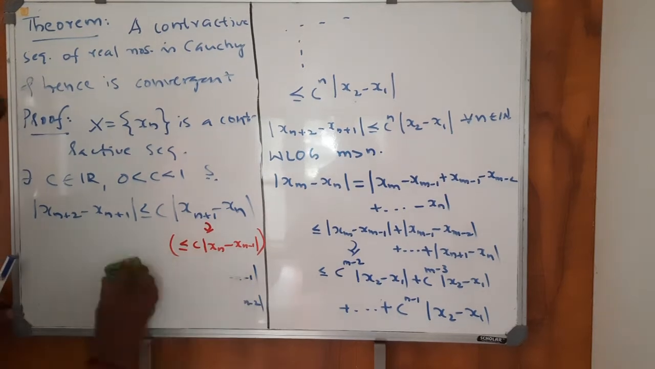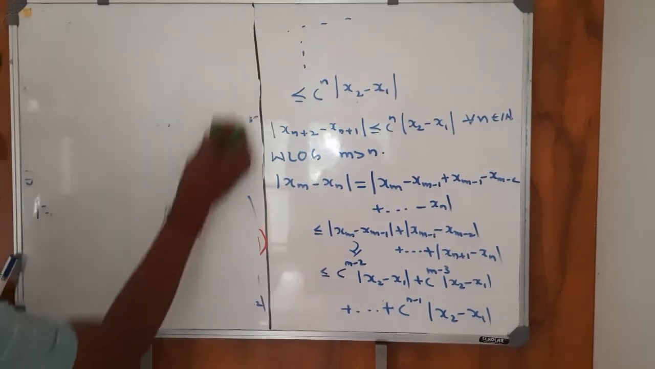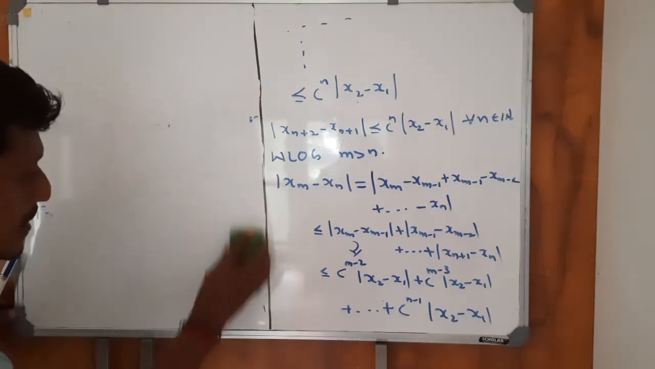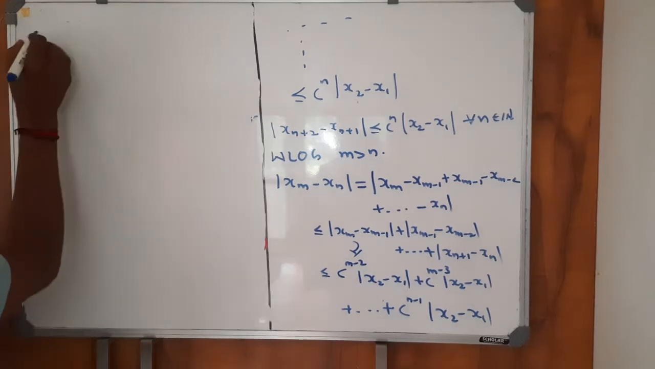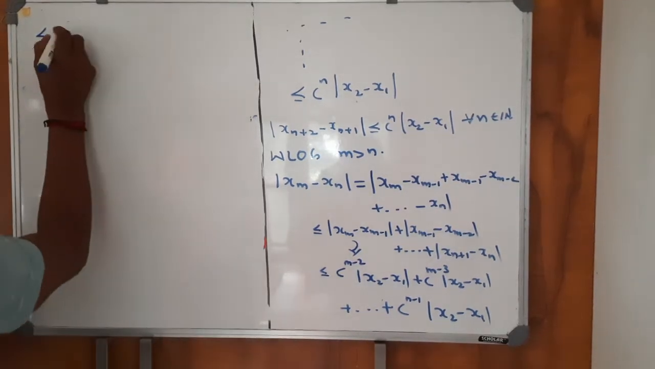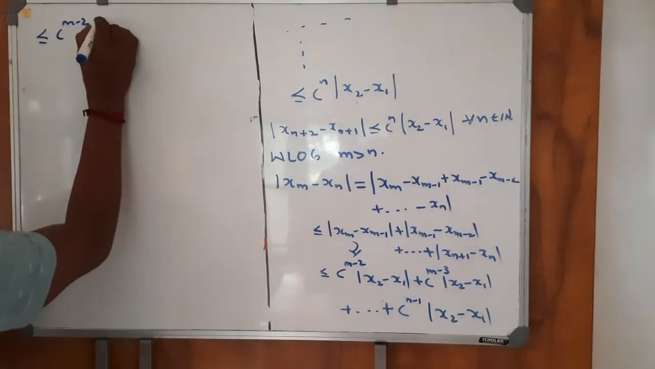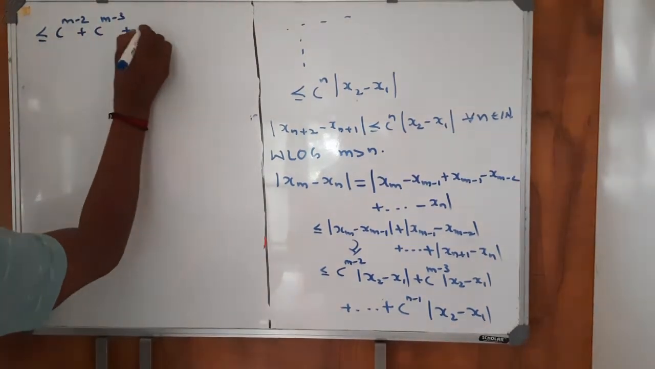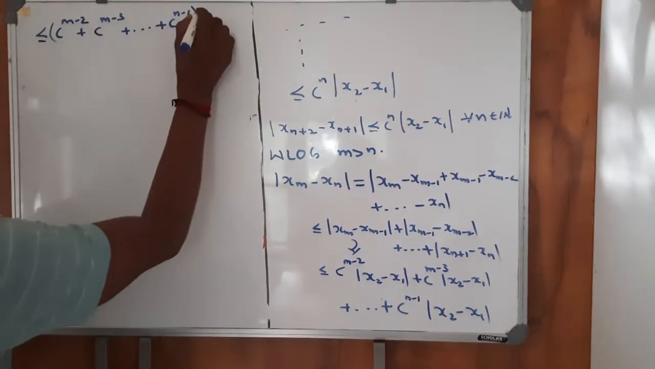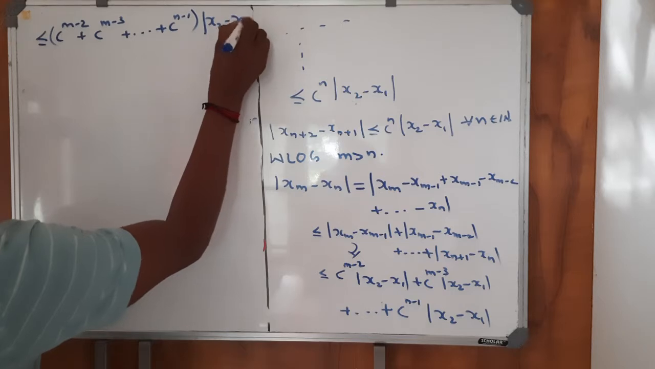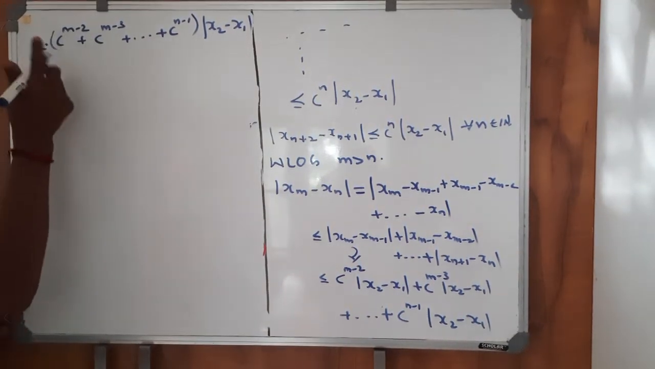That means the sequence satisfies modulus of xm minus xn less than or equal to c raised to m minus 2 plus c raised to m minus 3 plus etc. plus c raised to n minus 1 into modulus of x2 minus x1. So this is equal to.